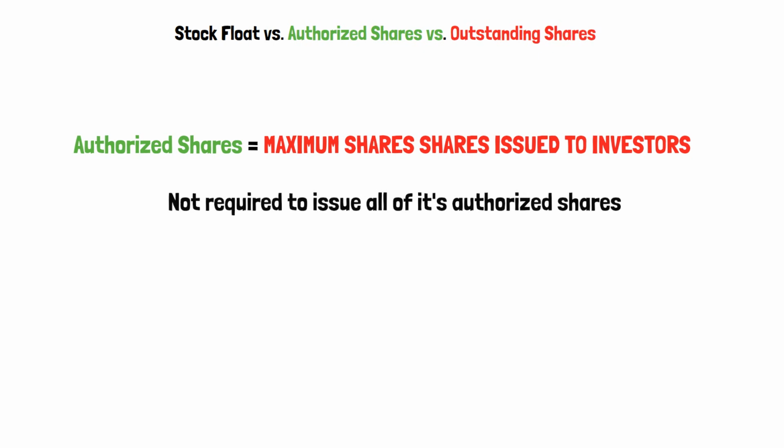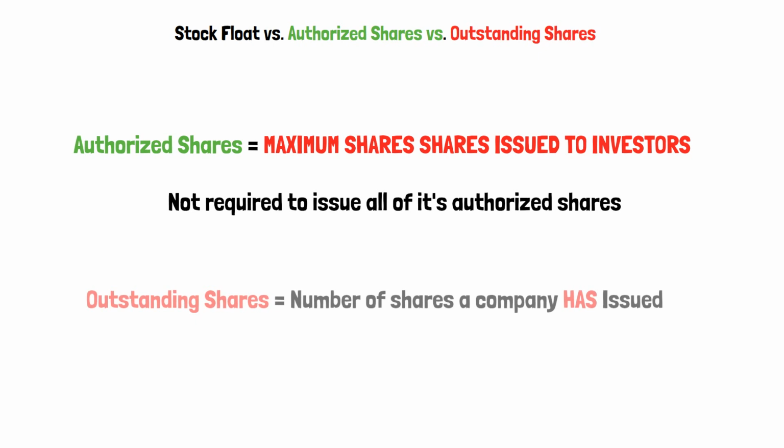And lastly, outstanding shares represent the number of shares a company has issued. These represent all the shares that can be bought and sold, including the restricted shares. As such, the float shares and outstanding shares will vary.